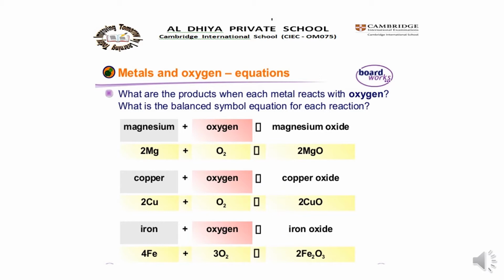We know when a metal reacts with oxygen, a metal oxide is formed. Here are some examples. Magnesium combines with oxygen to form magnesium oxide. Copper combines with oxygen to form copper oxide. When iron combines with oxygen, iron oxide is formed. So these are the metal oxides.